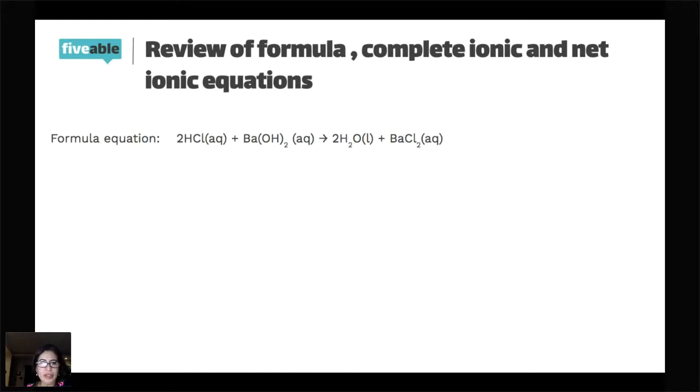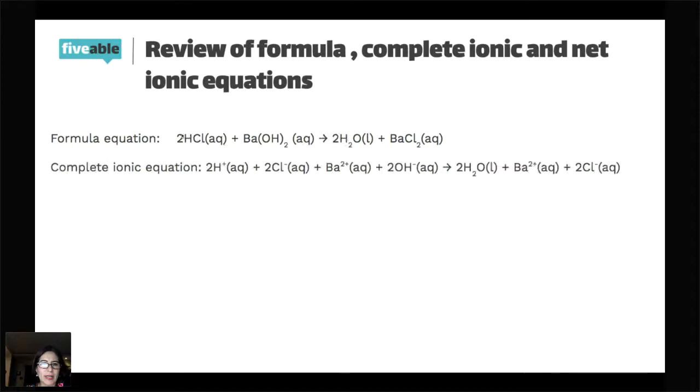So as you said before, you split the ions that are in the solution, and you keep the ones that are not in solution. So you're not going to split water, right? Because it's a liquid. It's not an ion in solution. So we're going to split the hydrochloric acid into 2 ions of hydrogen and 2 ions of chloride. We're going to split the barium hydroxide into 1 ion of barium per 2 ions of hydroxide. We're going to keep the water as it is, and we're going to split the barium chloride into 1 unit of barium per 2 units of chloride.